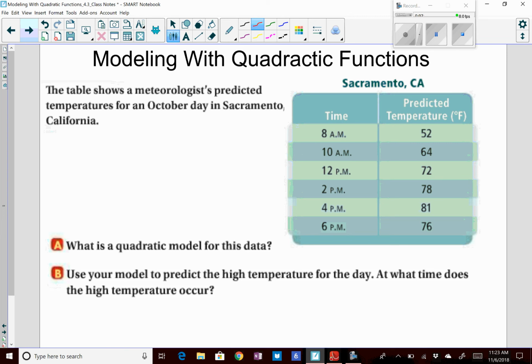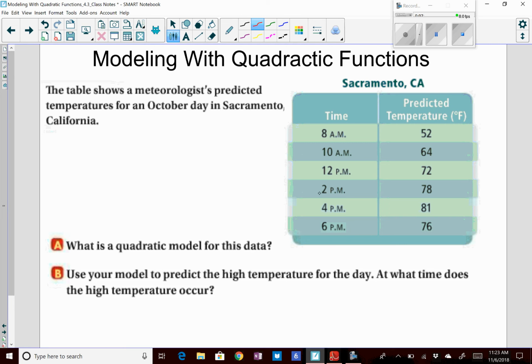They want the quadratic model for this data. So again, we can do a quadratic regression. There's just one thing we have to take a look at here. We are starting at 8 a.m. to 10 a.m. to 12 p.m. Now we have 2 p.m., 4 p.m., and 6 p.m. If we were to enter these numbers the way that we see them here, it's going to throw off the model. To keep it consistent, we should have military time.